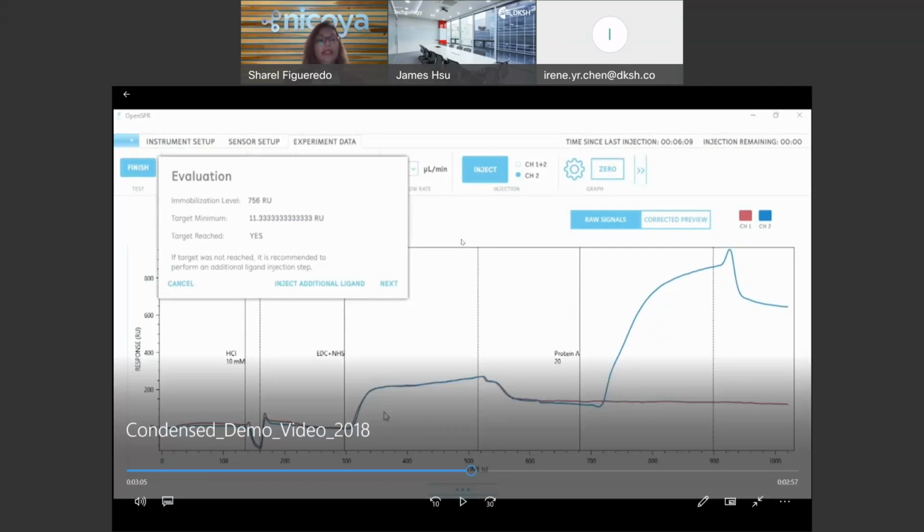Using the ligand wizard, the software calculates how much ligand is necessary and whether you have reached it or not. Once the target has been reached, it gives you a little message. However, if the target was not reached, you have the option to inject additional ligand.